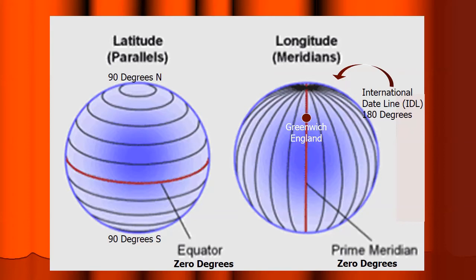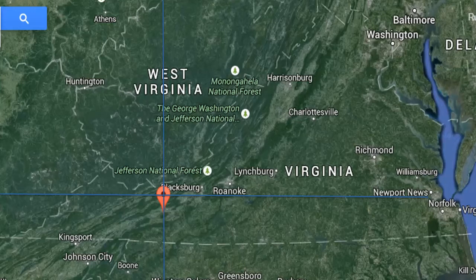And as you know, again, thinking about circles and degrees, if you go halfway around a circle, that's 180 degrees. So because of that, the international date line, or the IDL, is 180 degrees longitude. It is on the opposite side of the Earth from the prime meridian, which is 0 degrees longitude.